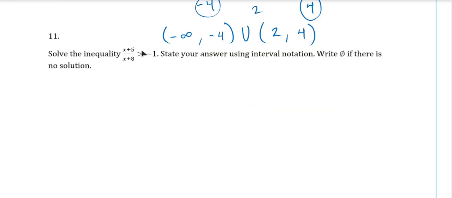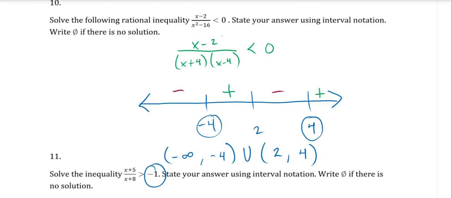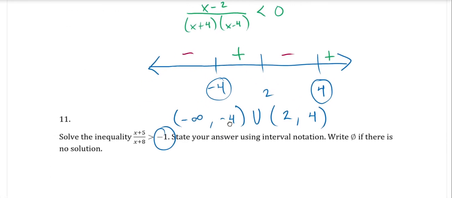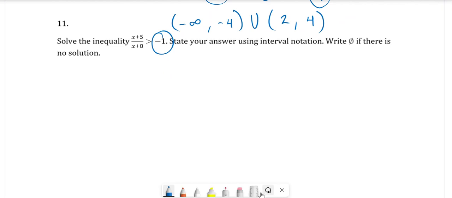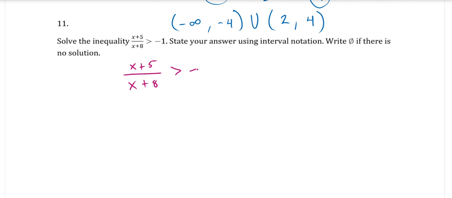We have one more to do. Notice here, we don't actually have it set equal to 0 yet. All of our previous problems had 0 in this position on the other side of the inequality. That's really what we want to get to. So let's first manipulate the equation until that happens. We have x plus 5 over x plus 8, and this is greater than minus 1.